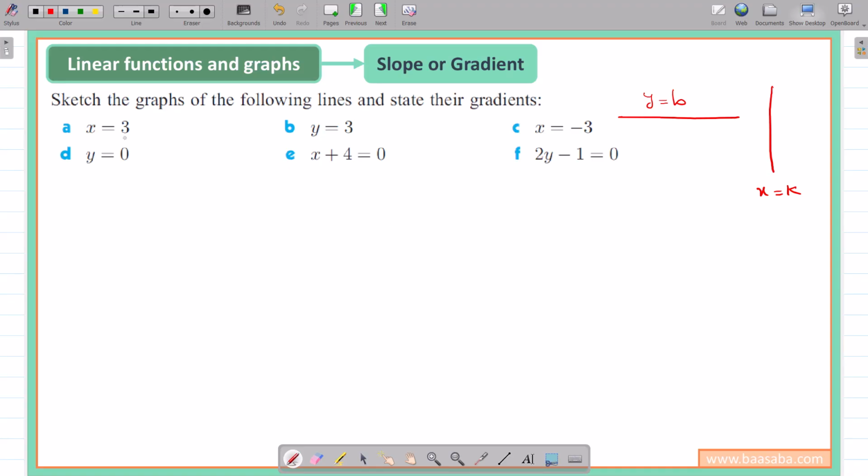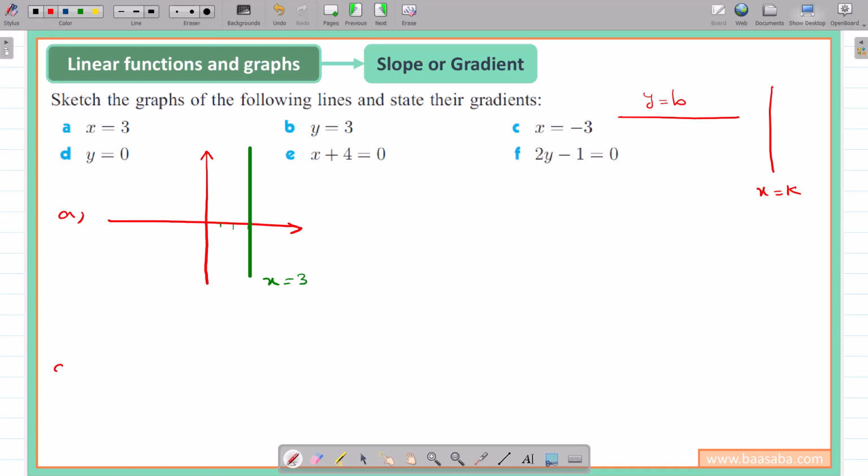So let's draw, for example, A and D, and then you can sketch the other graphs as practice for yourself. Part A, we have x equals 3. I'm going to draw a coordinate system, and x equal to 3. So our line will be here. The equation is x equal to 3.